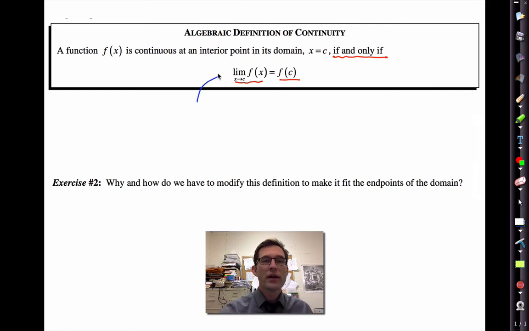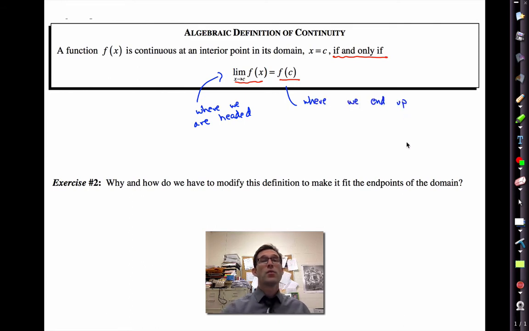If where we are headed equals where we end up, then we say that we're continuous. And if it doesn't, then it's not continuous. And of course, this definition can fail in a variety of ways. The simplest way is that it's just not equal. This is one number, this is another number, and they're not the same number.